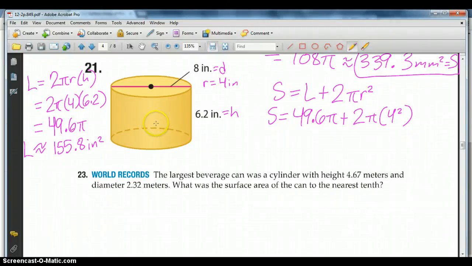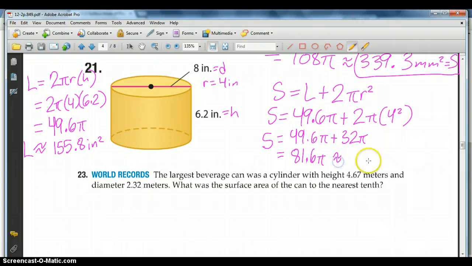Section 12.2, picking up where we left off with number 21, we were calculating the surface area. So if we simplify this, we would get surface area is equal to 49.6 pi plus 32 pi, which would be equal to 81.6 pi, and then we can type that in on our calculator and approximate 256.4 square inches.